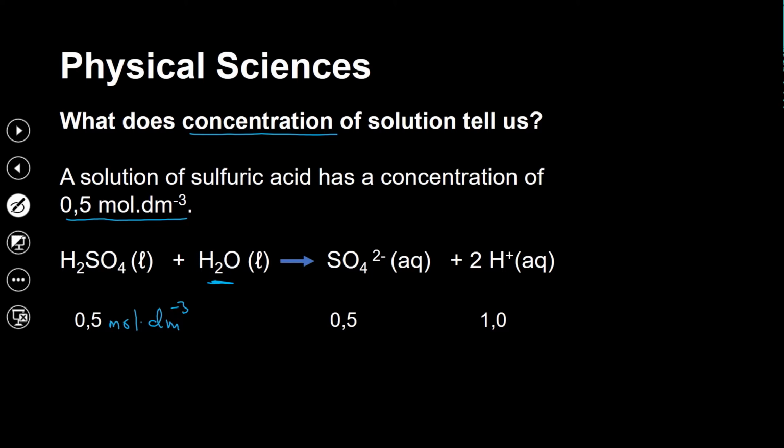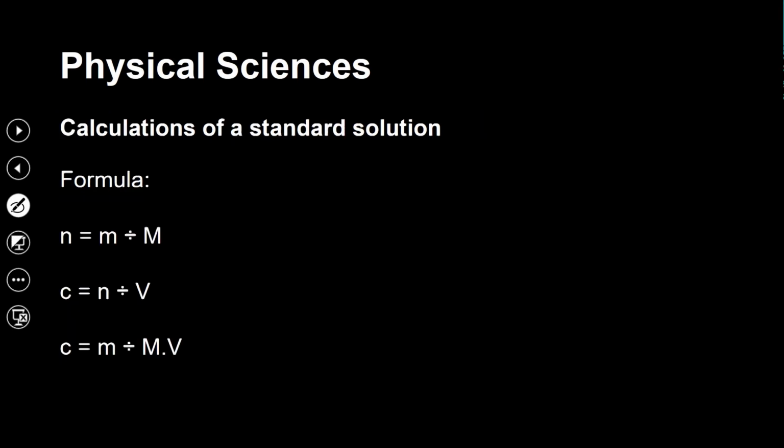For every mole of sulfuric acid, there is double the number of moles of hydrogen ions. And for every mole of sulfuric acid, there is the same number of moles of sulfate ions. So when this acid ionizes, the concentration of the sulfate ion will be the same as that of the sulfuric acid because of the stoichiometric ratio of 1:1. The concentration of the H+ ions is double that because the ratio is 1:2. So this is what the concentration of a solution tells us in as far as the standard solution.